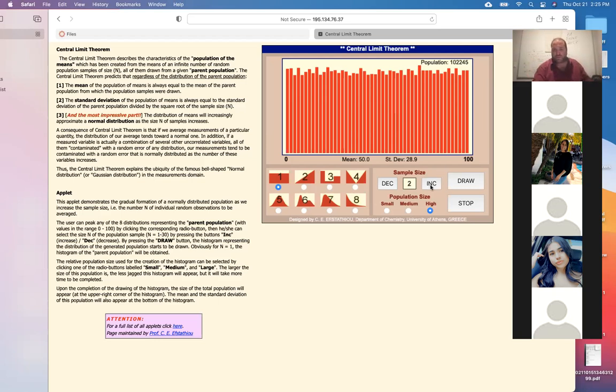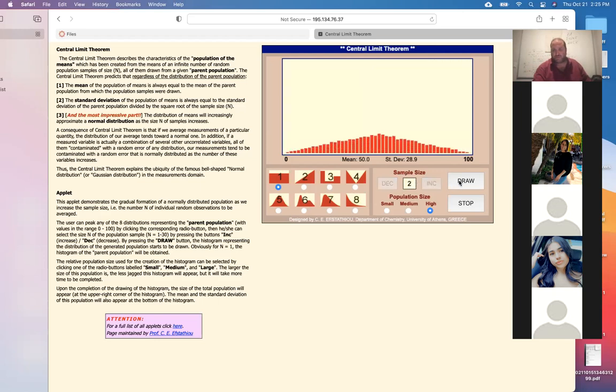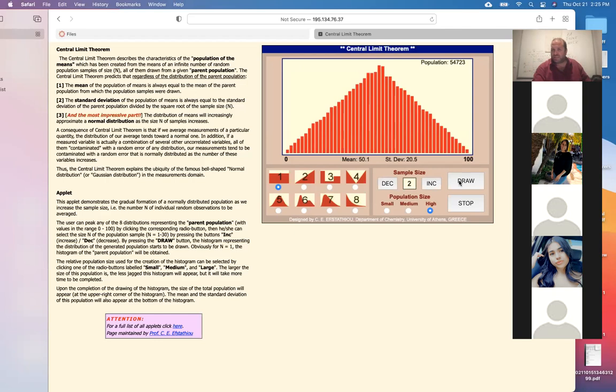So let's take 2 at a time. I'll increase my sample size to 2 and I'll draw this. Okay, so what it's saying is very unlikely to average and get big numbers or small numbers, very likely to average and get numbers in the middle. That seems reasonable based upon our intuition, right? Right. What if I did 3 at a time?